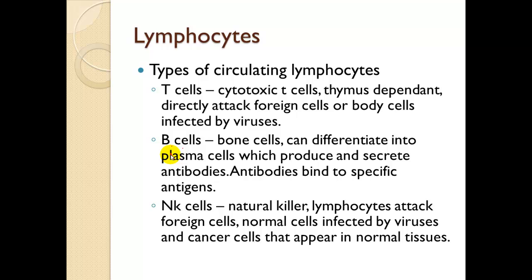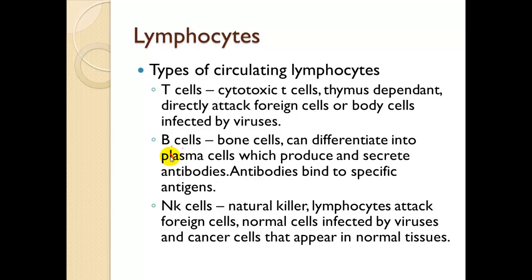They directly attack foreign cells or bodily cells infected by viruses. And these T cells, or cytotoxic cells, pretty much spit out a chemical warfare, if you will. It's called perforin, which we'll talk about in a minute, but it gives them the ability to perforate the cellular walls and essentially eat them, or become macrophagic.